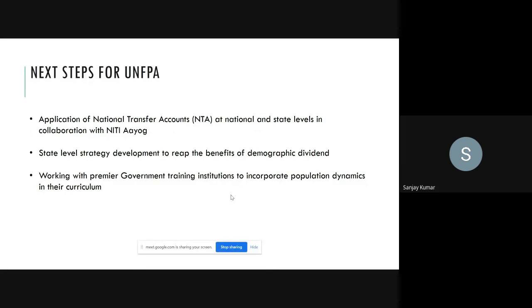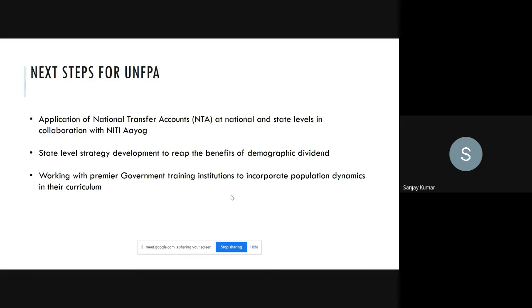What we are actually doing in this particular area is this: till now, the analysis which you have seen is purely a demographic analysis, but we also need to bring in the National Transfer Accounts, where we have to analyze very deeply who produces and who consumes. Here, how many producers are there, and how many consumers are dependent. Those analyses at the national level and state level, which we are trying to do with Niti Aayog, will help shape our policies and programs even at the subnational level.